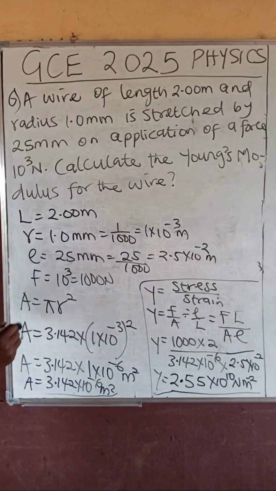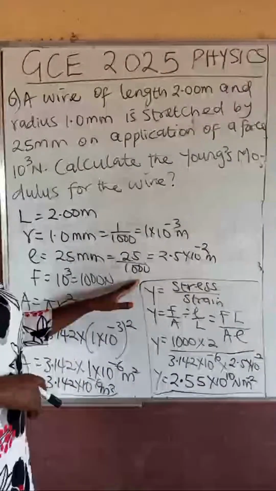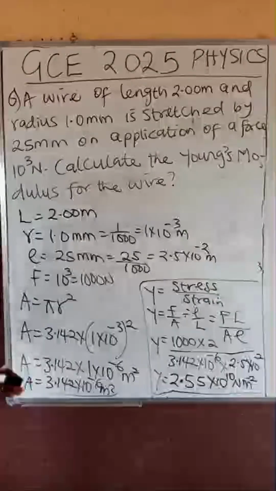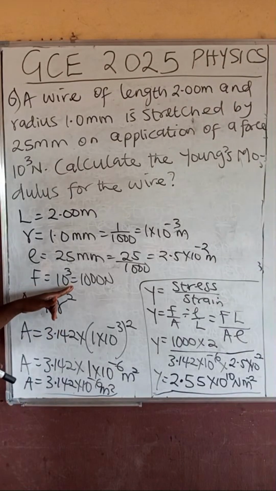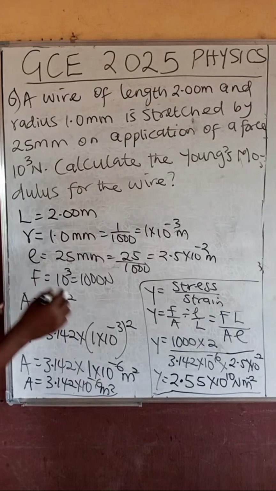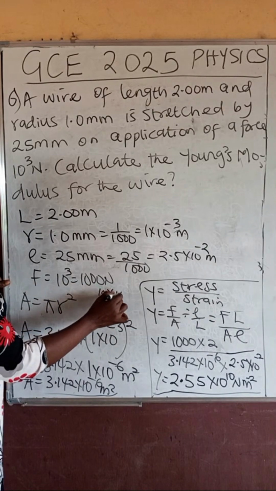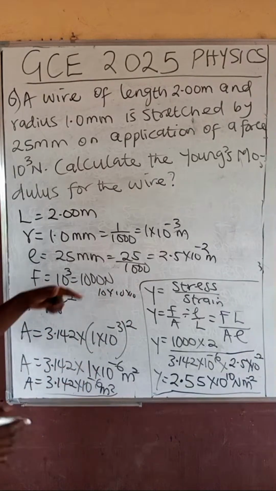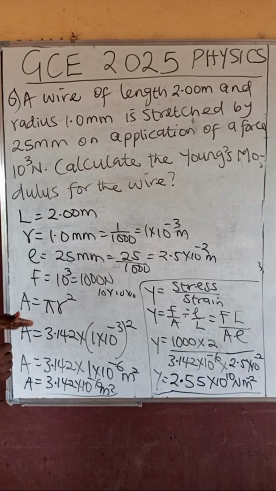So the first thing you have to do in this type of question is to state your parameters and do your conversions where necessary. And remember, we are going to find area. Our force is 10 power 3, which is the same thing as 10 times 10 times 10, which gives rise to 1000 Newton. Now my area is pi r squared.